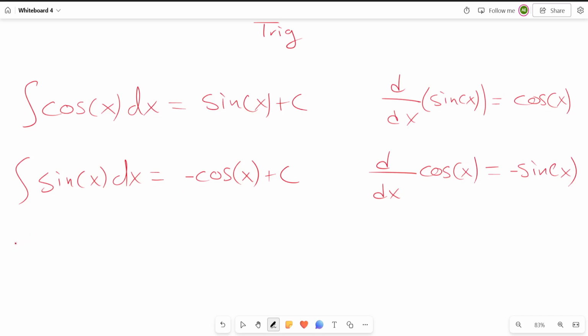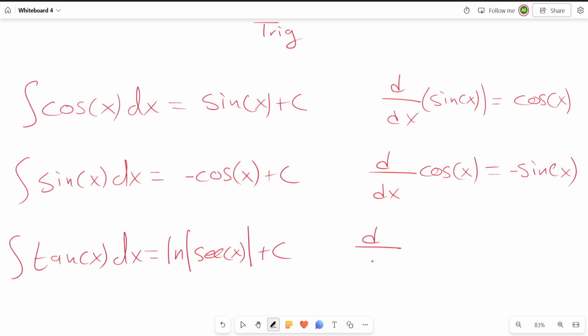The next thing I want to look at is the integration of tan of x. The integration of tan of x with respect to dx is ln of secant of x. And these have proofs in techniques that we will learn later, such as u substitution and integration by parts. We will look into all of these, but for now, I just want you to know these integrations. So also, that means that the differentiation of ln of secant of x is equal to tan of x.